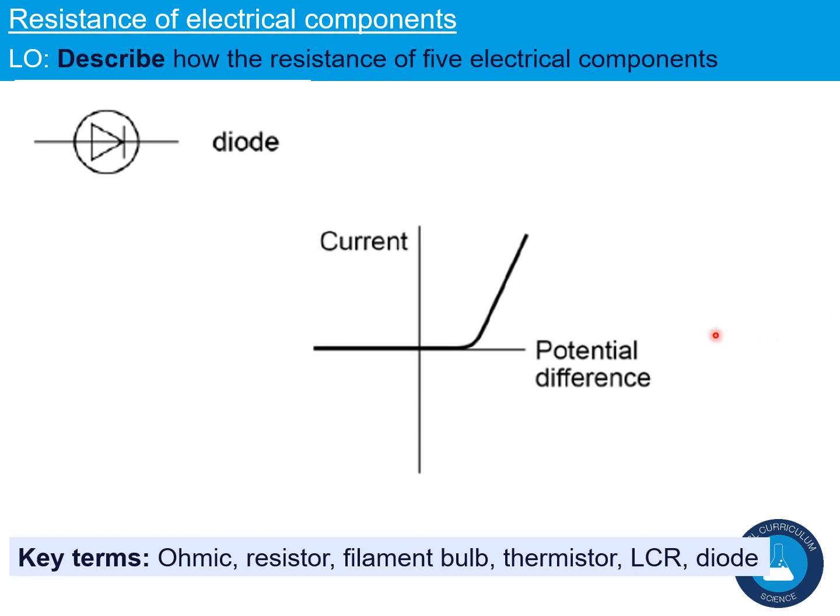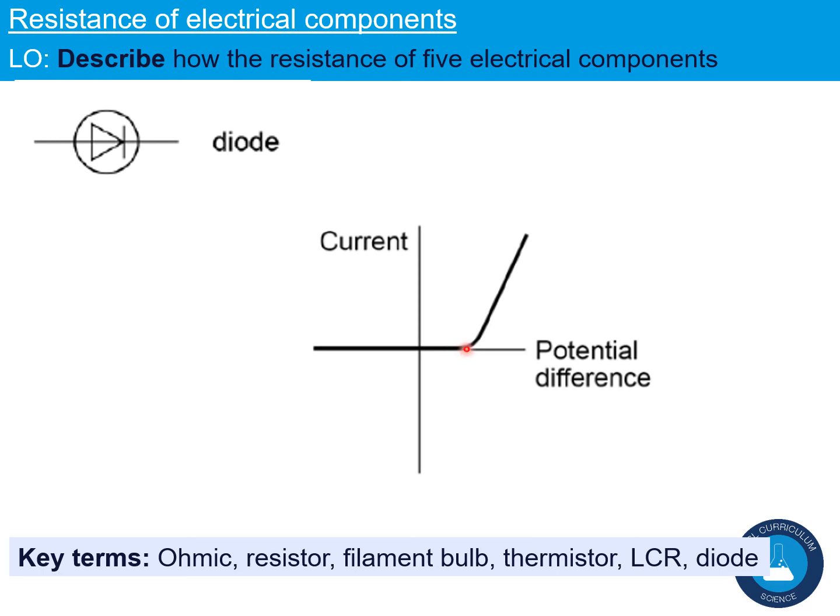So if you have a look at this graph, we can see that if the potential difference is in the negative direction, the current is 0. No current can flow when the potential difference is in the negative direction. So backwards, the resistance is so high, it's essentially got infinite resistance, that the current is 0. However, in the forwards direction, initially the resistance is really high, so no current can flow.